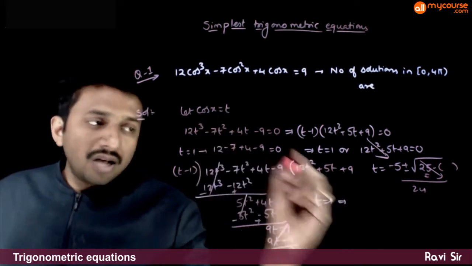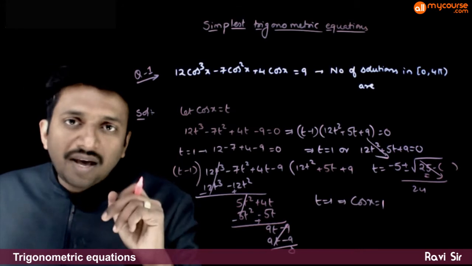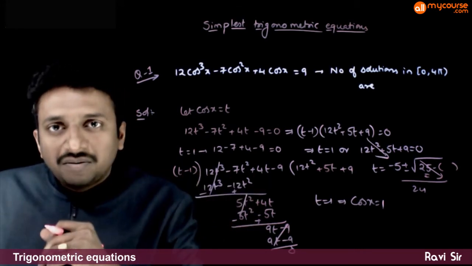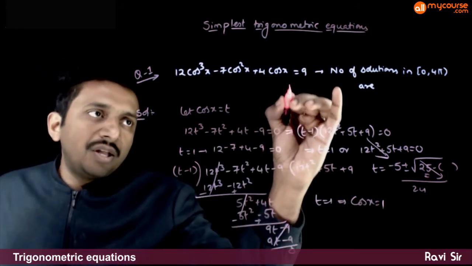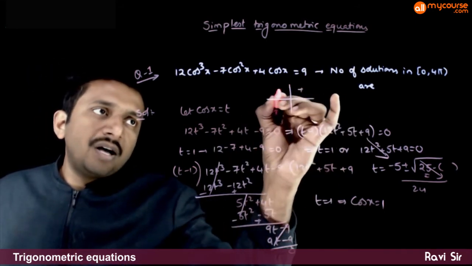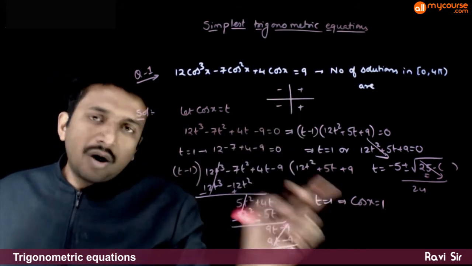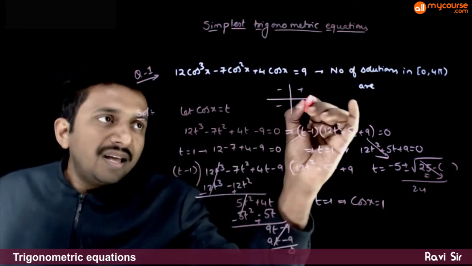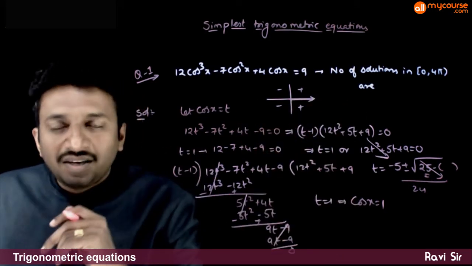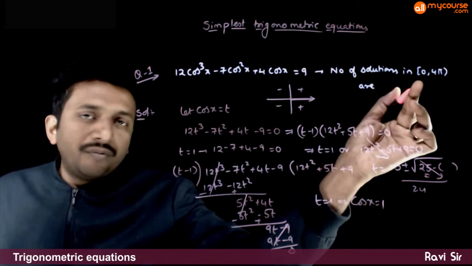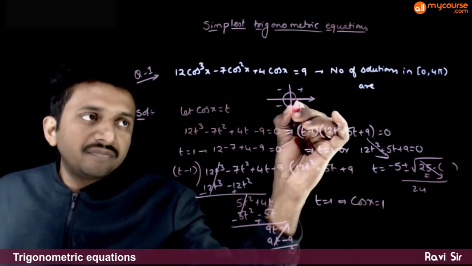That means cos x has to be equal to 1. So if this equation has to be valid, cos x has to be equal to 1. So now we are asked to find the number of solutions in 0 to 4 pi. If you draw the quadrant diagram, for cos the signs are plus, minus, minus, plus. So cos x is equal to 1 when x is equal to 0, right? So this is the position corresponding to cos x is equal to 1. So if you go from 0, you have one solution in one rotation.